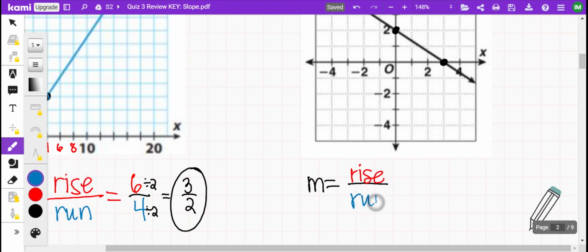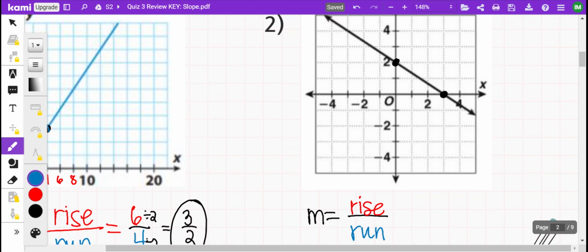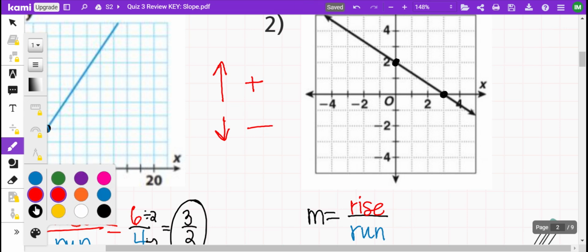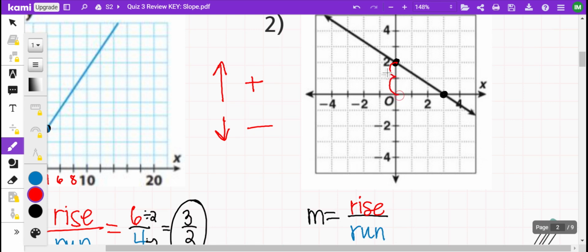So starting with our rise, I like to start with the point furthest to the left. You can start wherever you want, but don't forget that if we go up, that means that we will have a positive rise. If we go down, that means we will have a negative rise. Okay, so in this case, we are going to go down. 1, 2. Since I went down, that means that I get a negative 2 for my rise.